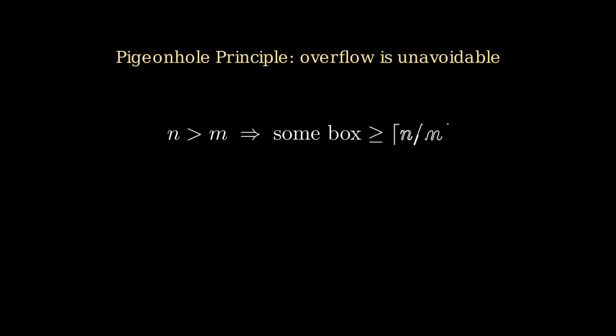The pigeonhole principle is deceptively simple but powerful. If you place n items into m boxes and n is greater than m, then at least one box must contain at least the ceiling of n divided by m items. You genuinely cannot spread them out evenly enough to avoid it.